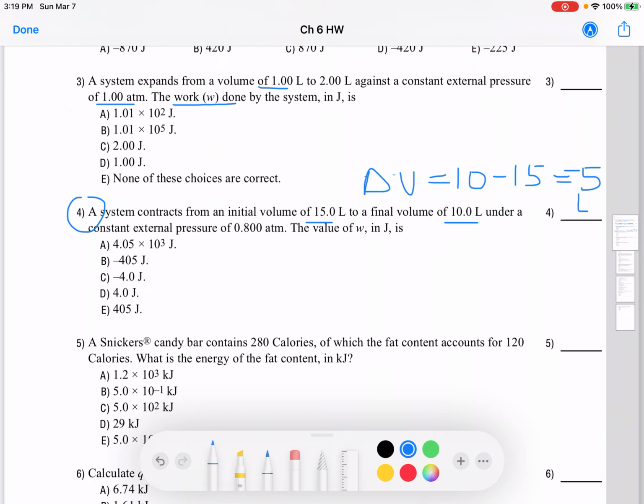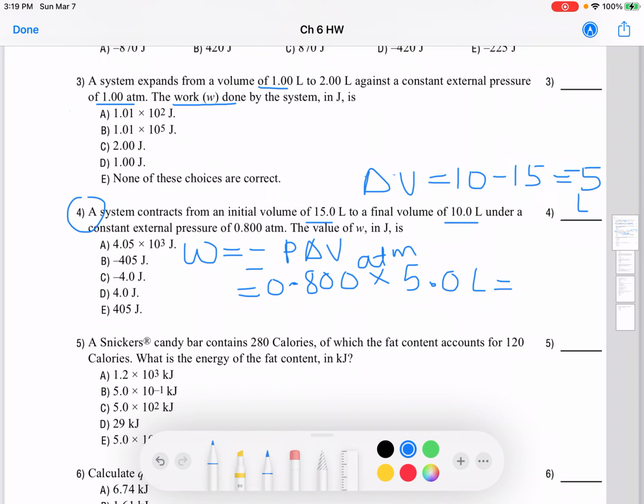Okay. And it's asking for the value of W. It doesn't say whether the work is done by the system or the surrounding has done the work on the system. So we have to give it with the proper sign. So W equals negative P delta V, and then the pressure is 0.800, and then the delta V is going to be 5.0 liters, and this is ATM. Okay, and this is going to be 0.800 times 5, going to be 4.